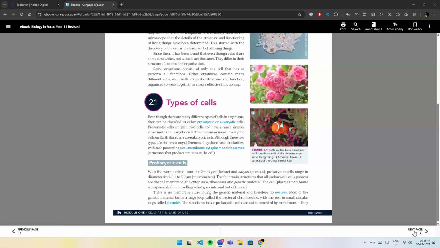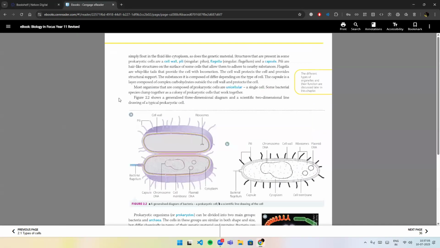Most of the genetic material forms a large loop called the bacterial chromosome, with the rest in small circular rings called plasmids. The structures inside prokaryotic cells are not surrounded by membranes. They simply float in the fluid-like cytoplasm, as does the genetic material. Structures that are present in some prokaryotic cells are a cell wall, villi, flagella, and a capsule.